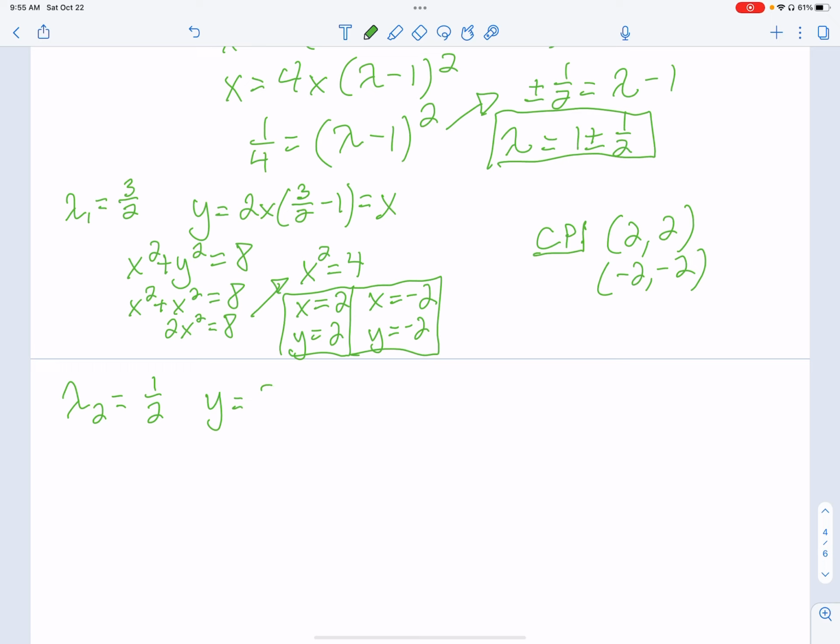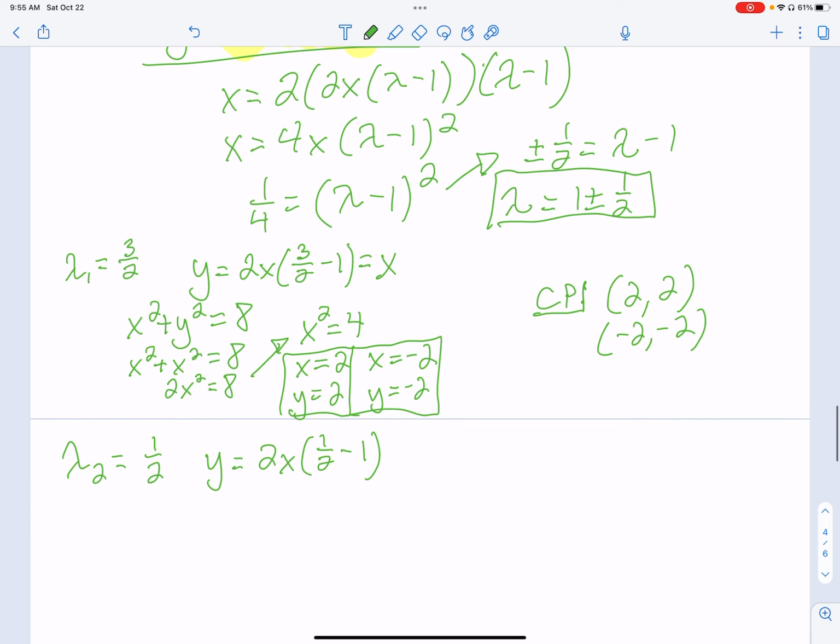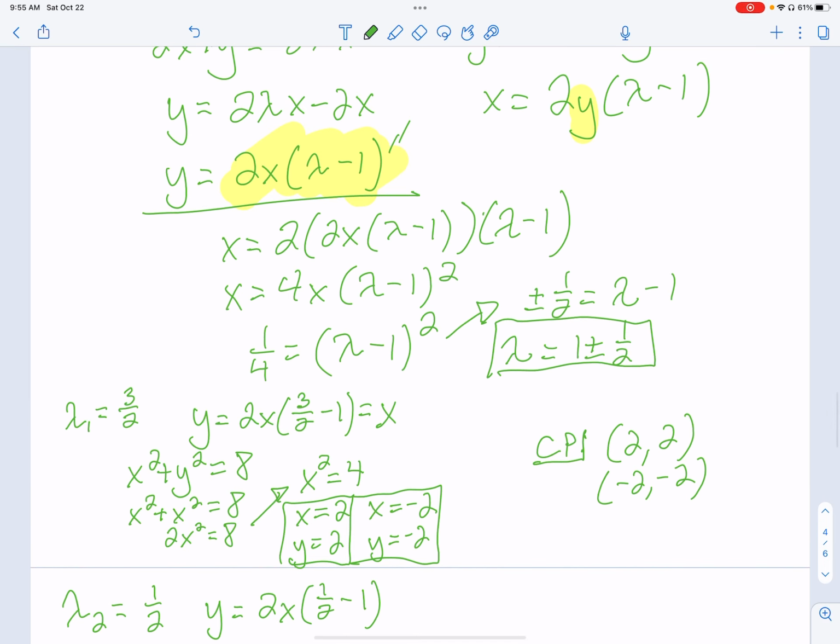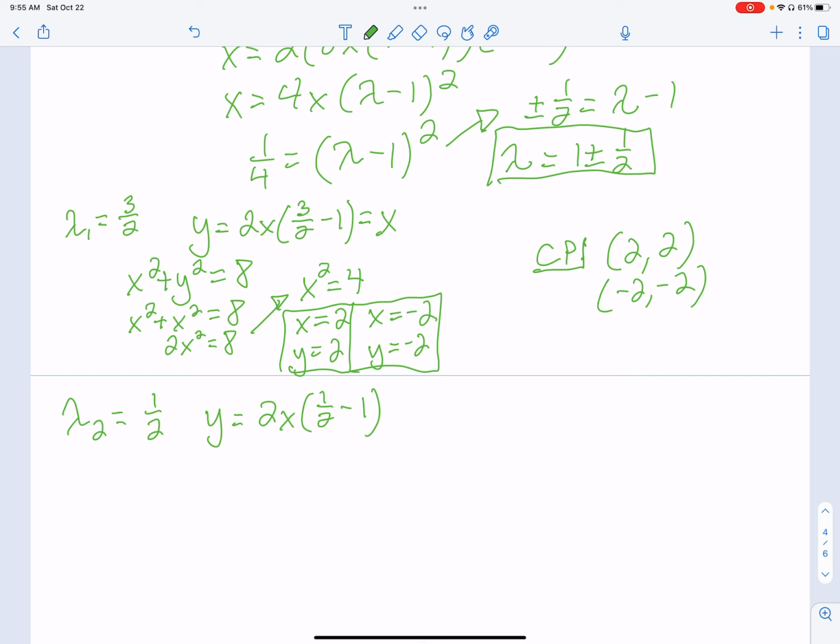I plug into the equation, y equals 2x times, and I put 1/2 for lambda. All right, this is back on this yellow equation here. So 1/2 minus 1 is negative 1/2. I'm going to get negative x. So that tells me y equals negative x. I'm going to plug that back into this equation, x squared plus y squared equals 8. If I plug a negative x in for y, I'm going to still get 2x squared equals 8, which means x is plus or minus 2.